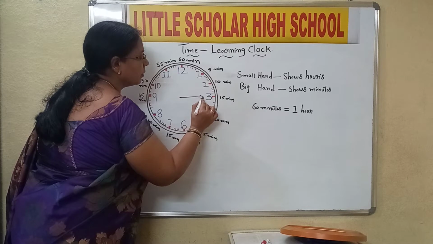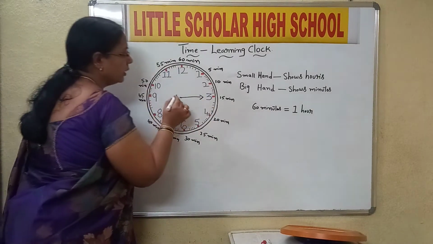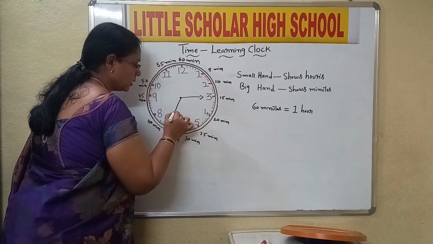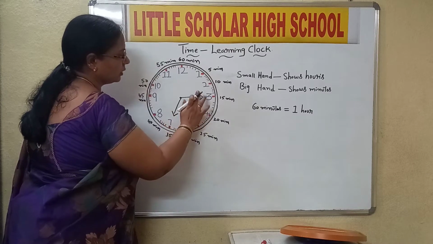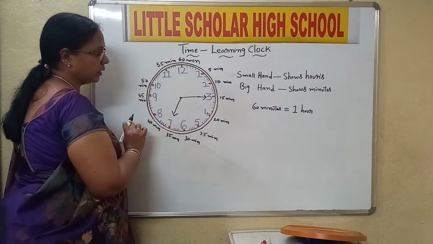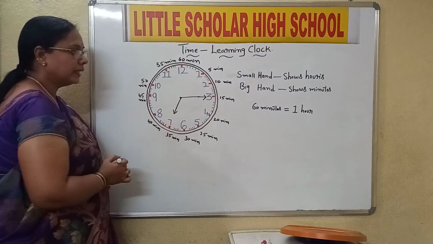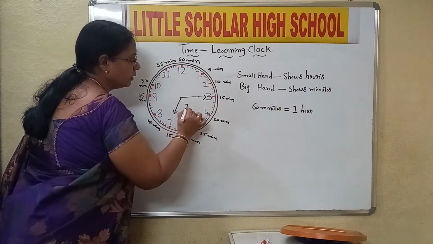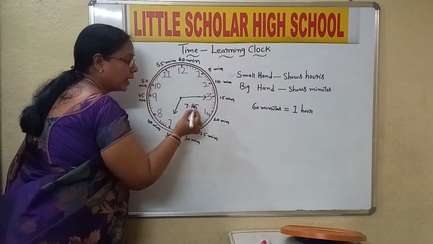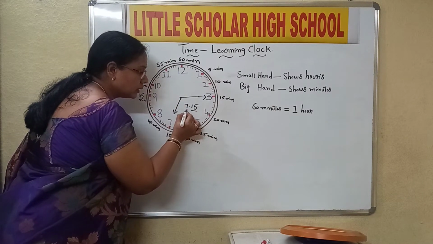Always remember, if the big needle is pointing towards the 3, it is quarter. Now this is the small needle. This is the big needle. This is the small needle. So what is the time now, you tell me? It is 7:15 or we can say quarter past 7.